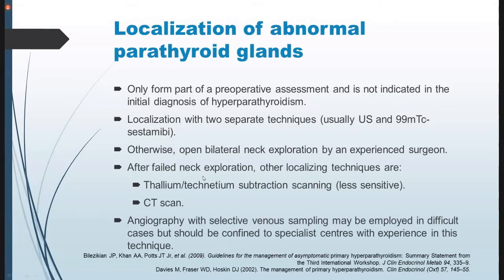Now, in surgery, how do you proceed? Basically, you have to localize the parathyroid glands, right? Which one of them is abnormal? This localization step is only performed as a part of a preoperative assessment, and is not indicated in the routine initial diagnosis of hyperparathyroidism. You do it only when you are deciding on surgery. So localization is performed by doing 2 separate imaging techniques. One is ultrasound and the other is a sestamibi technetium-99 scan. The sensitivity of these 2 scans together is higher than doing either of them alone.